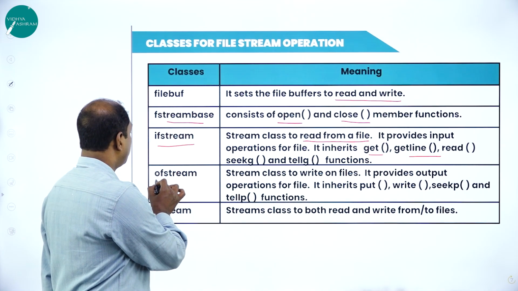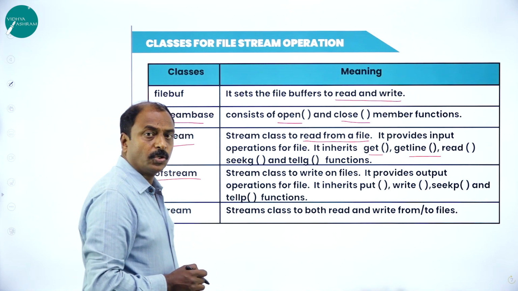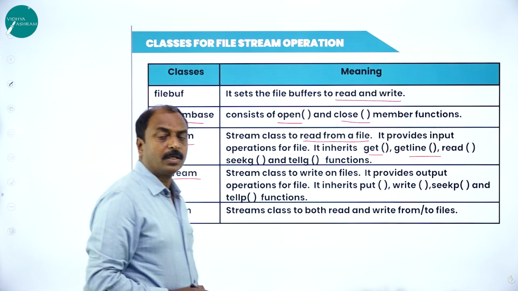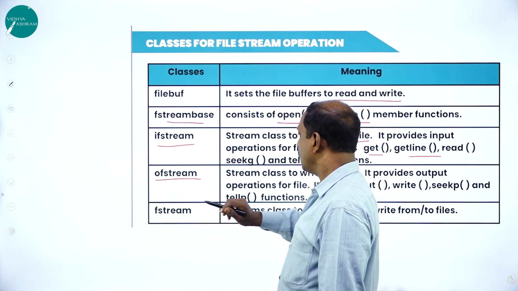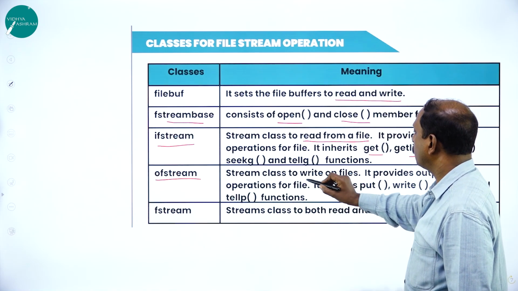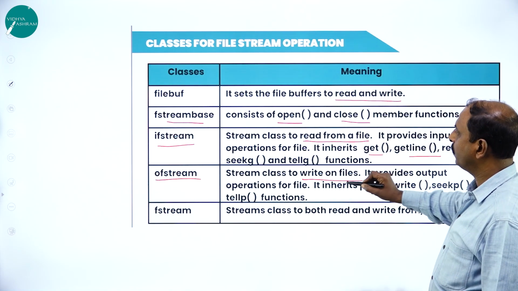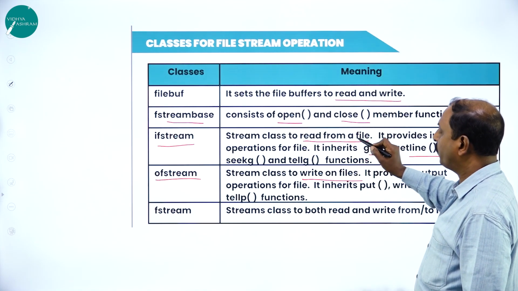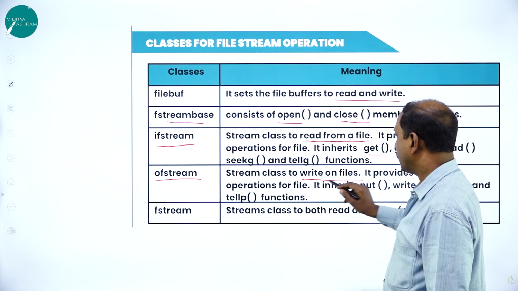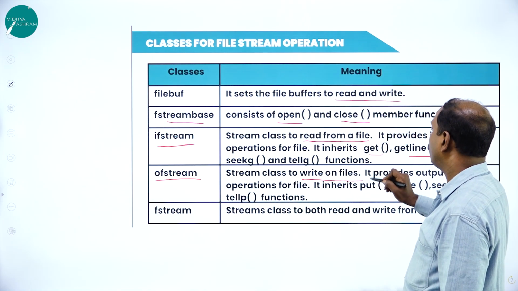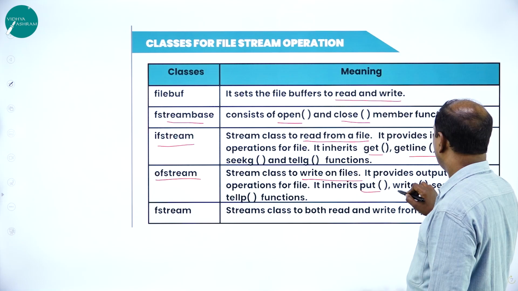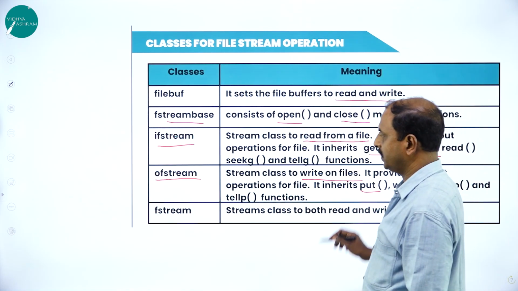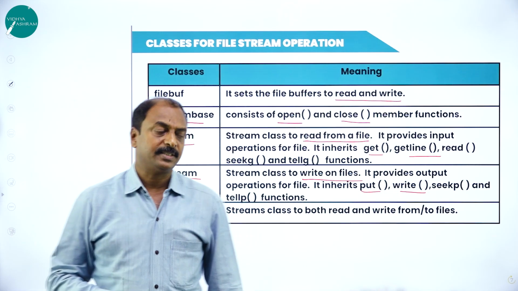The next one is ofstream, another class here. O stands for output. So ofstream, or output stream, is a stream class to write on files. If you look at this, ifstream is for reading from a file, while the ofstream class is to write on files. It provides many functions like put, write, seekp, and other functions. So these are two different classes.